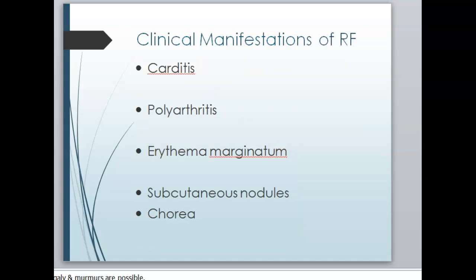Clinical manifestations of rheumatic fever. There might be carditis, polyarthritis, erythema marginatum, subcutaneous nodules, and chorea. Tachycardia, cardiomegaly, and murmurs are possible. Joints can be hot and swollen. The erythema marginatum is a non-pruritic rash on the trunk and extremities that is a macule with a wavy border, and the nodules that are located in the bony prominence might resolve. Chorea is an uncontrolled active movement.